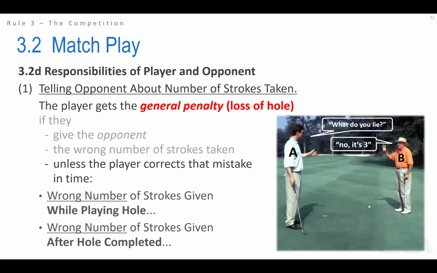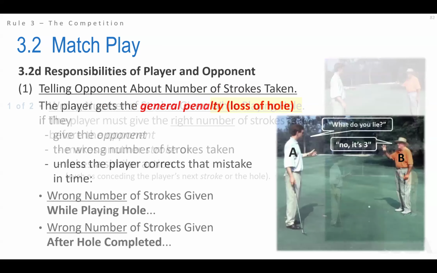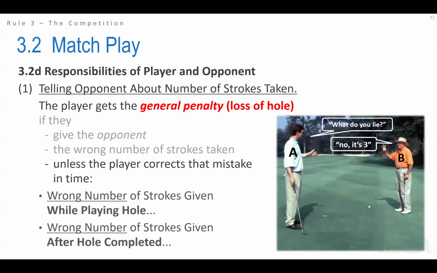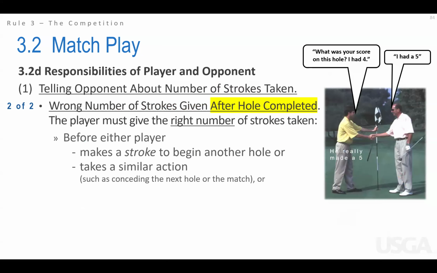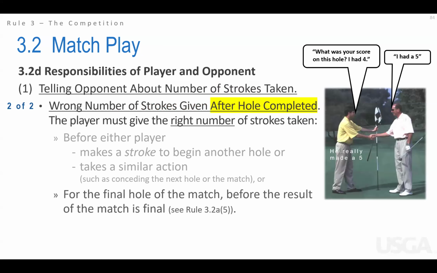If we give the wrong number of strokes while playing a hole, we've got to correct it before the opponent makes the next stroke on that hole. If we give the wrong number of strokes after the hole is completed, we've got to correct that mistake before the next hole is started, that is, before anyone makes another stroke to begin another hole. On the final hole of the match, we've got to do it before the result of the match is final.